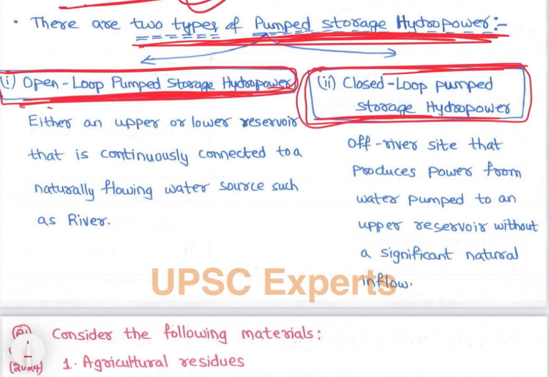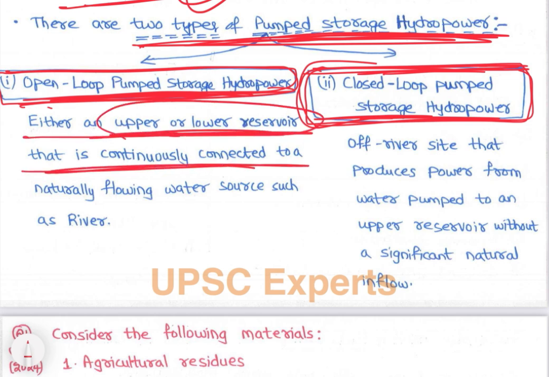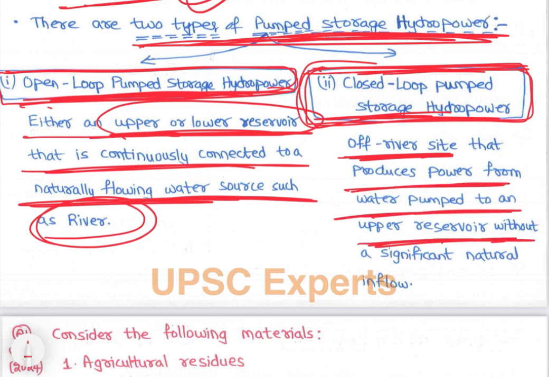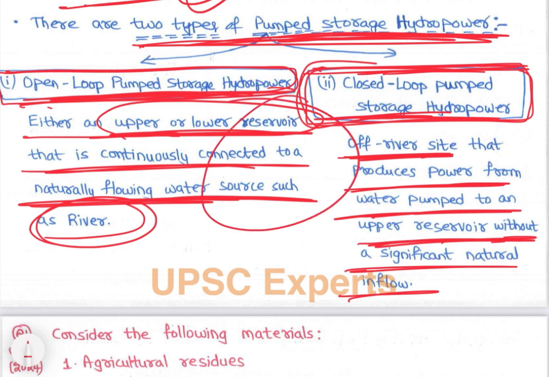Open loop pumped storage hydropower, closed loop pumped storage hydropower. Open loop: either an upper or lower reservoir that is continuously connected to a natural flowing water source such as a river, right? Closed loop: an off-river site that produces power from water pumped to an upper reservoir without a significant natural inflow, right?